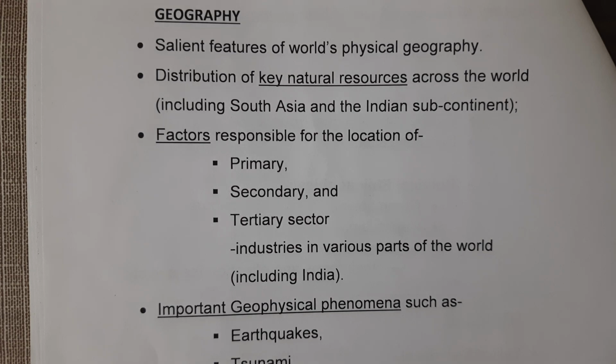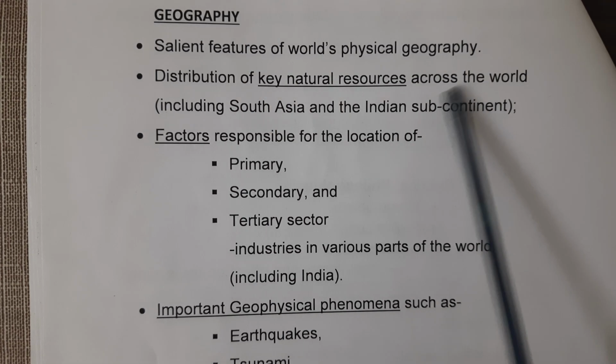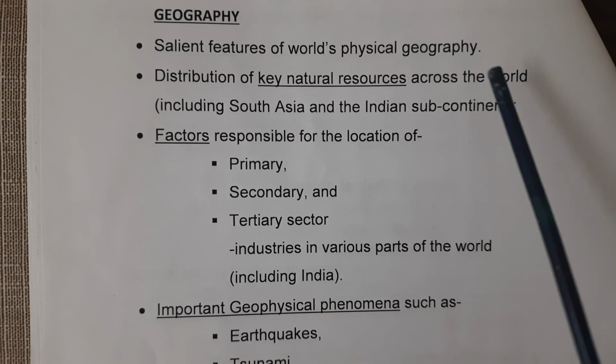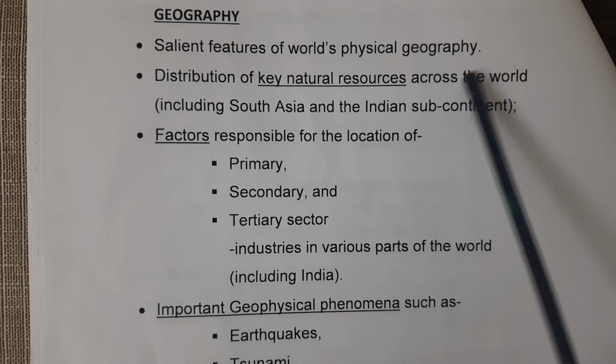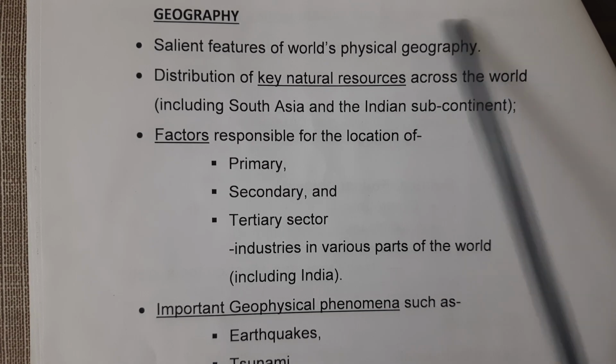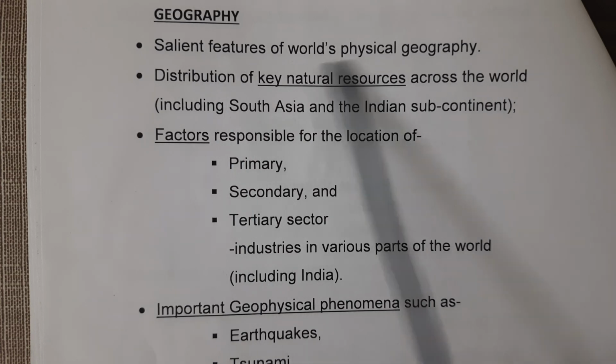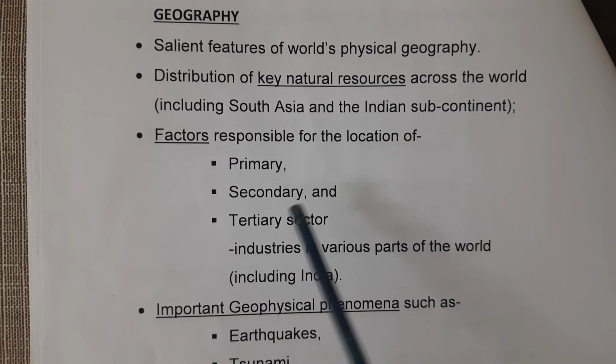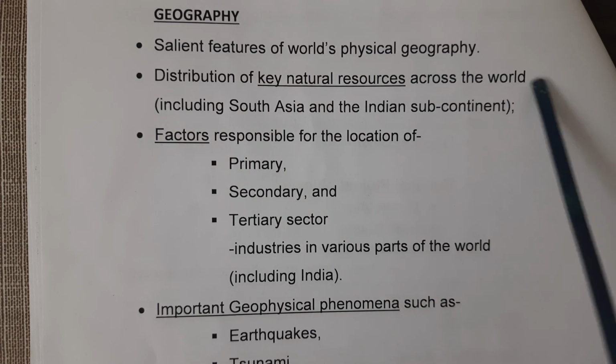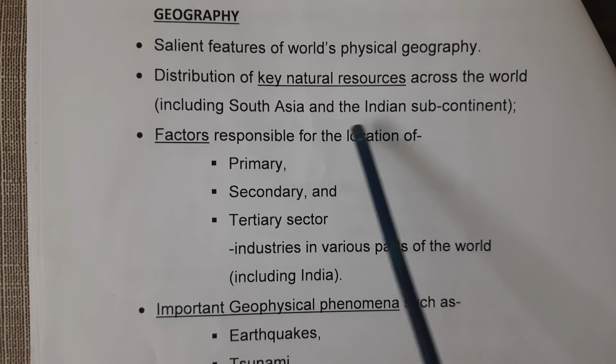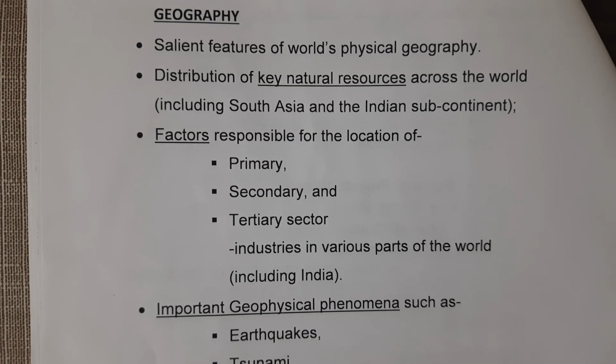So now the next part is about geography. Salient features of the world's physical geography. You can get this from the class 11 NCERT geography, physical geography. That will cover all the features. Then distribution of key natural resources across the world, including South Asia and the Indian subcontinent.